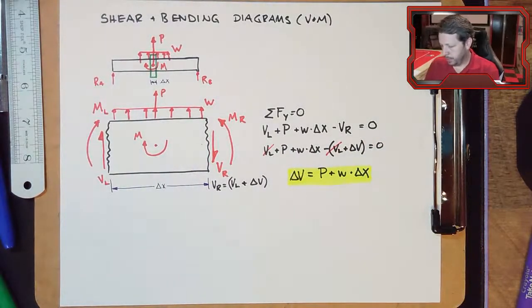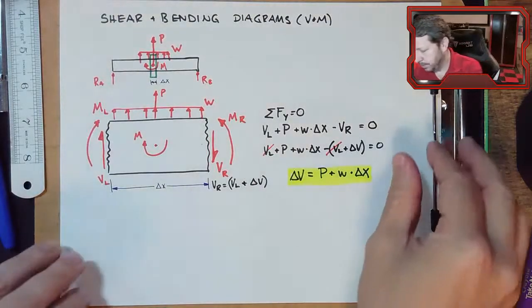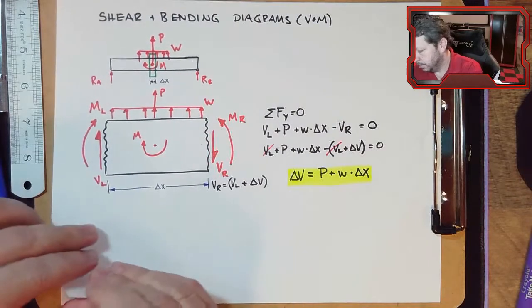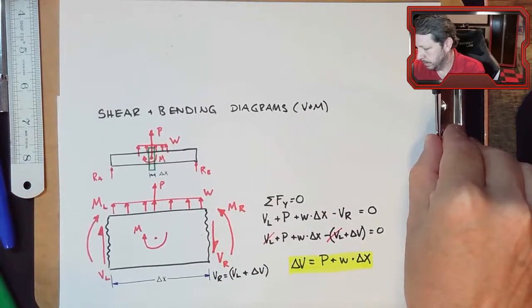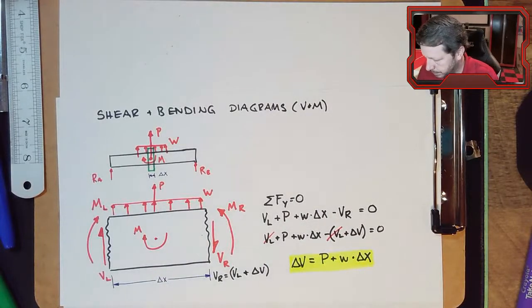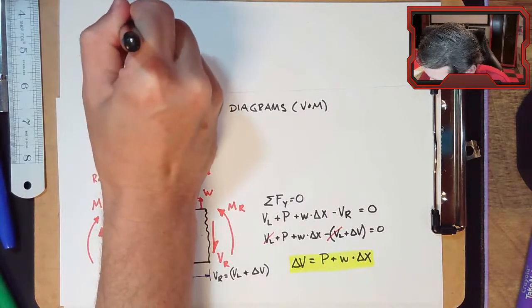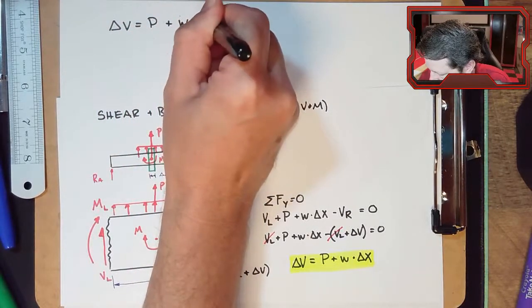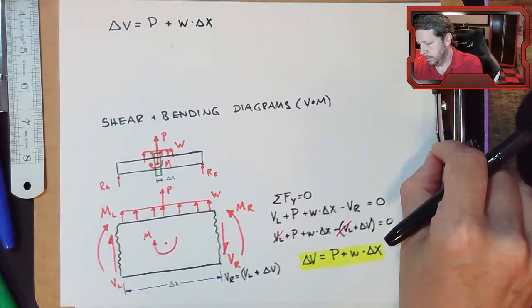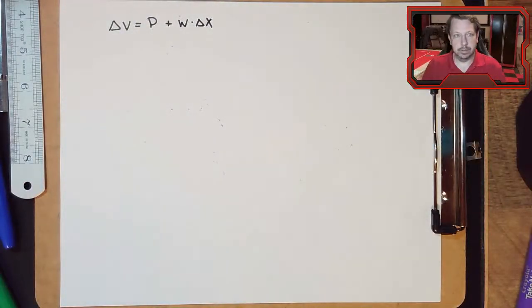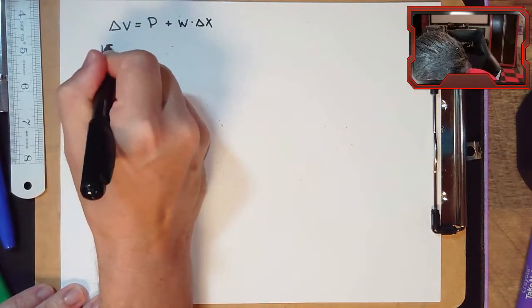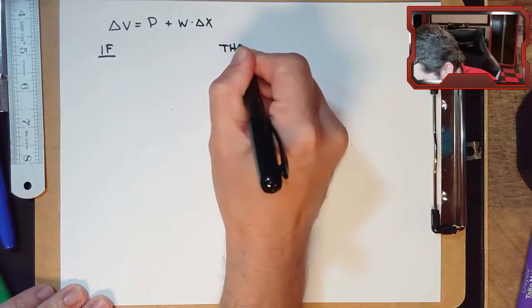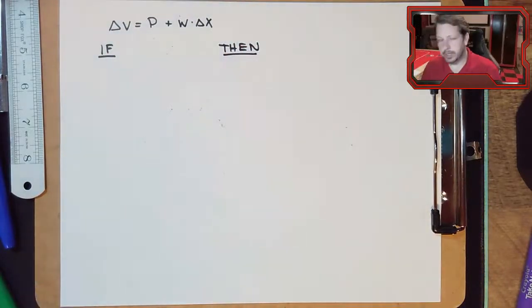So I'm going to take this equation and derive some if-then statements, an algorithm that we can use to draw our shear and bending diagrams. So I'm going to recopy this. Delta V equals P plus W times delta x. All right, we'll come back to that page when we do our moments in a second. But if, then, and we'll have a couple of rules.